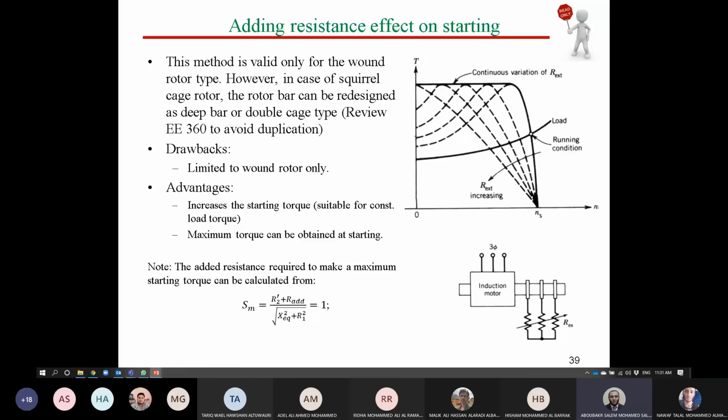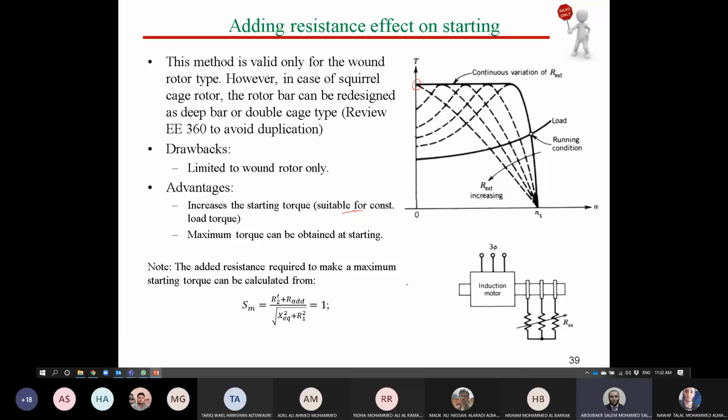So as advantages in terms of starting, it's increasing the starting torque, so it's suitable for constant load torque, Shabab, and at the same time maximum torque can be obtained at starting, so you can start with constant load torque easily. However, drawbacks: it's limited only to wound rotor. It cannot be used for squirrel cage induction motor.